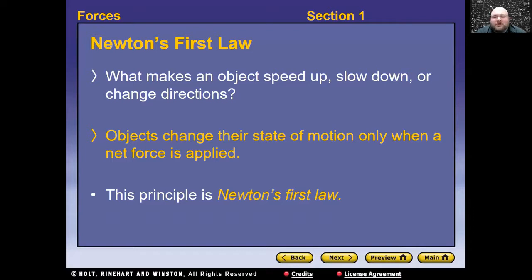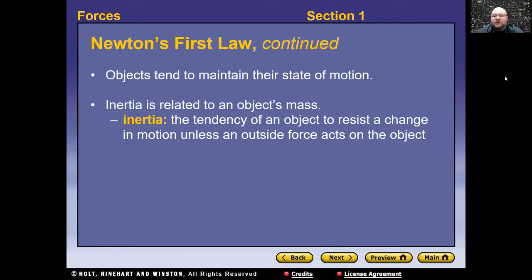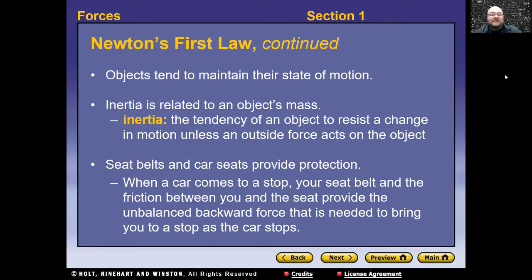So what makes an object speed up, slow down, or change direction? Well, objects change their state of motion only when a net force is applied, and that is Newton's first law of motion. Objects change their state of motion only when a net force is applied. Now, objects want to maintain their state of motion. That means if an object is moving, it wants to keep moving. If an object is at rest, it wants to stay at rest.